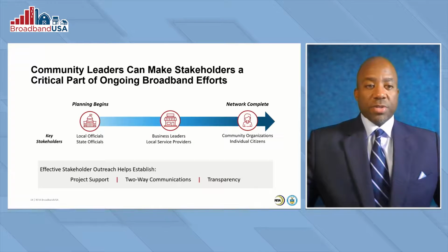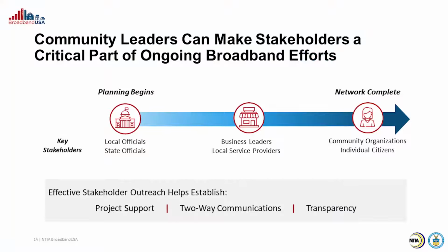We also understand that community leaders can make stakeholders a critical part of their ongoing broadband planning and execution efforts, right? Those key stakeholders at the initial phase, that planning phase, should include your state and local officials. In many states now, they have broadband offices. They have planning and infrastructure grant programs. They're coordinating with a larger federal grant program to provide broadband infrastructure or digital access and inclusion activities in the community.